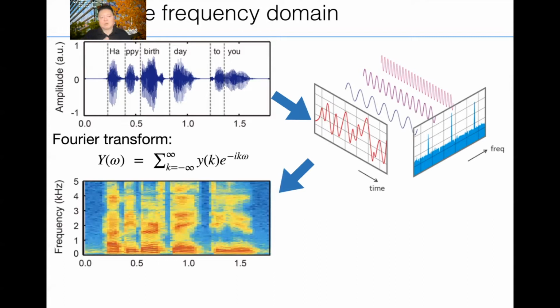A very popular and useful representation of audio signals in the frequency domain is known as the spectrogram, which is a short-time Fourier transform of the audio signal. On a spectrogram, what we see are the time dimension and the frequency dimension. Different audio signals will be decomposed as time-varying harmonic components on the spectrogram.